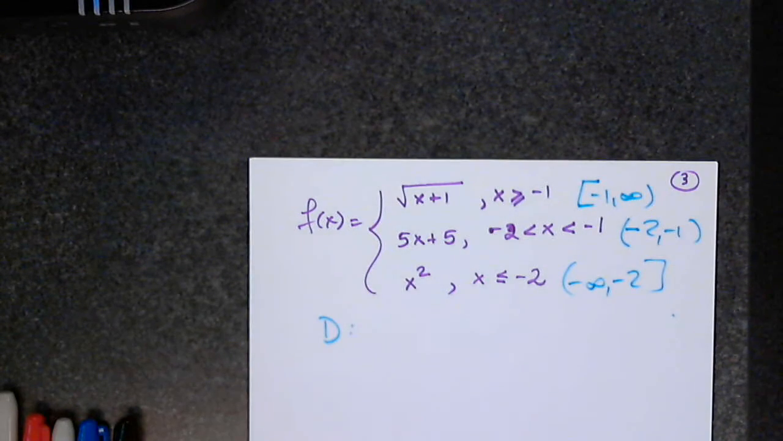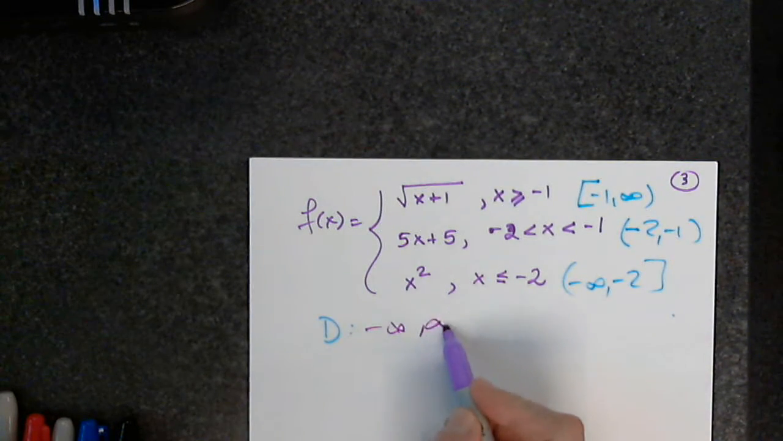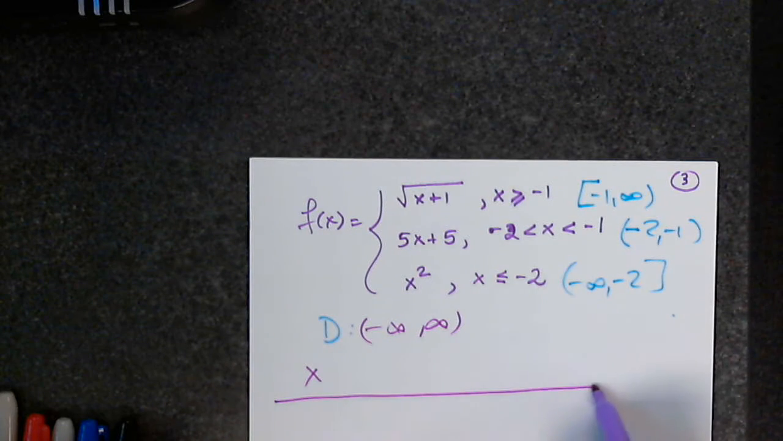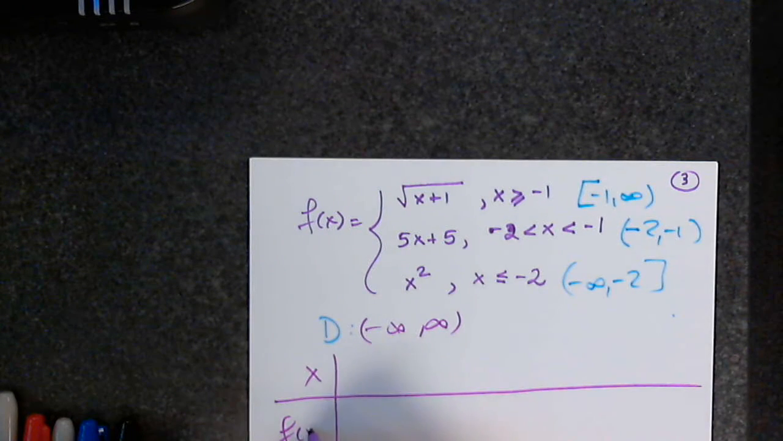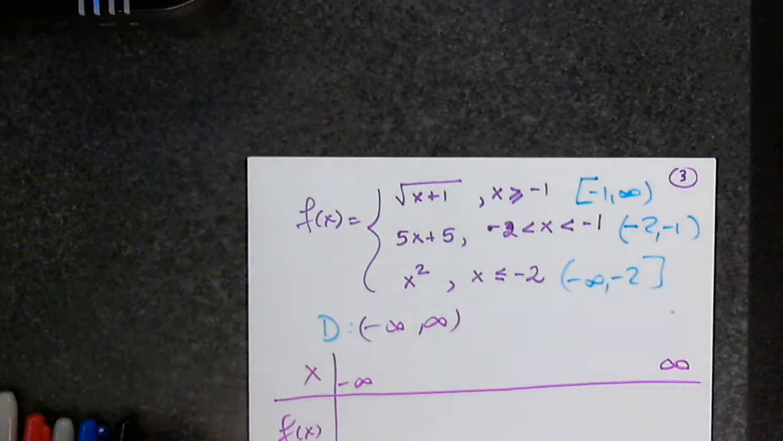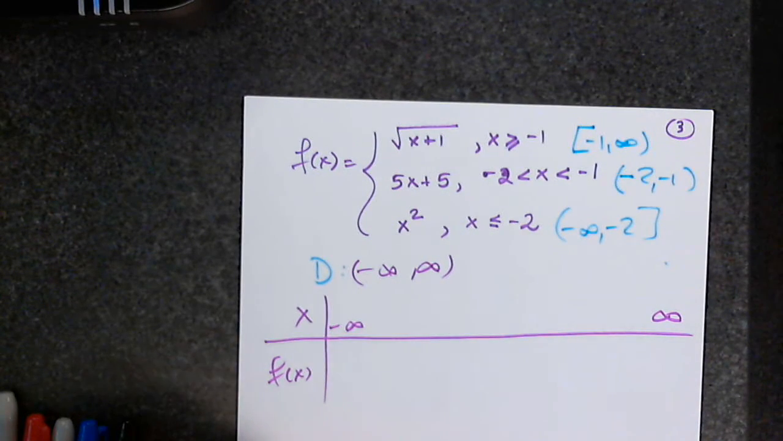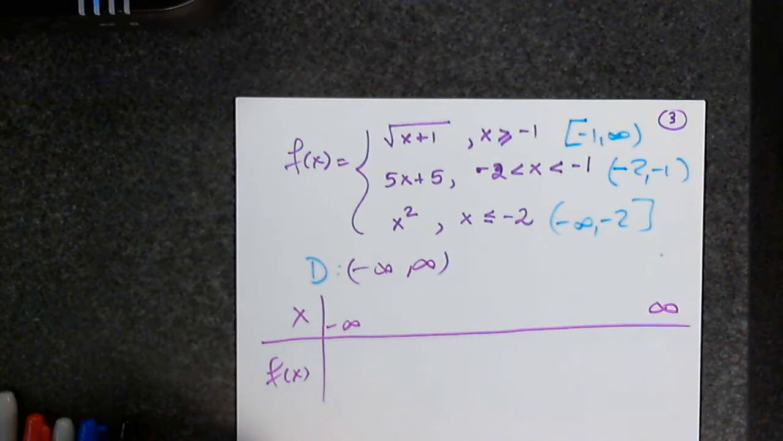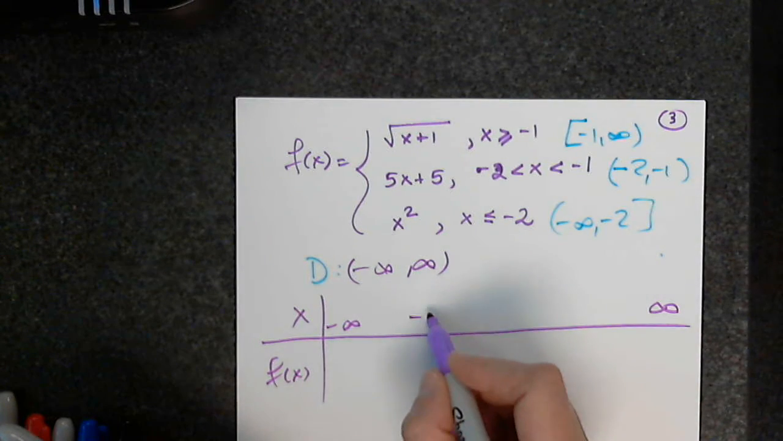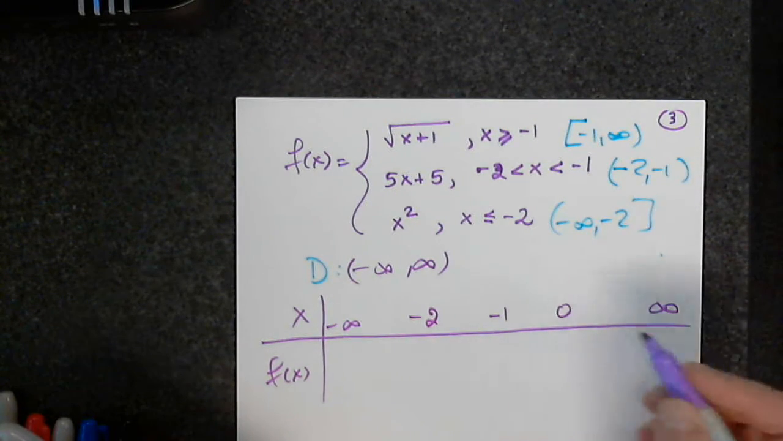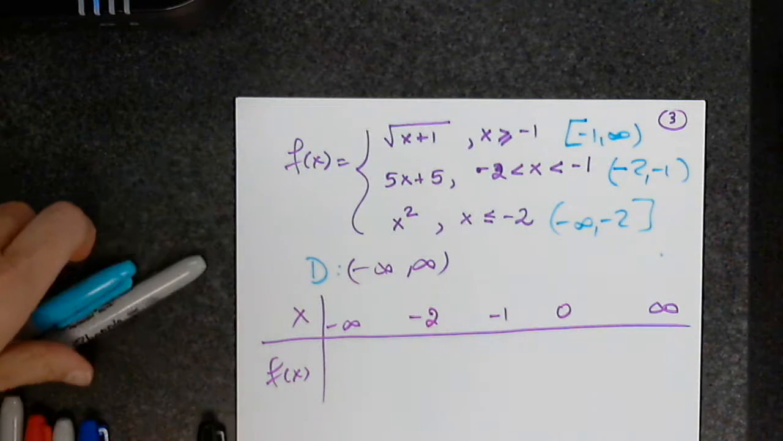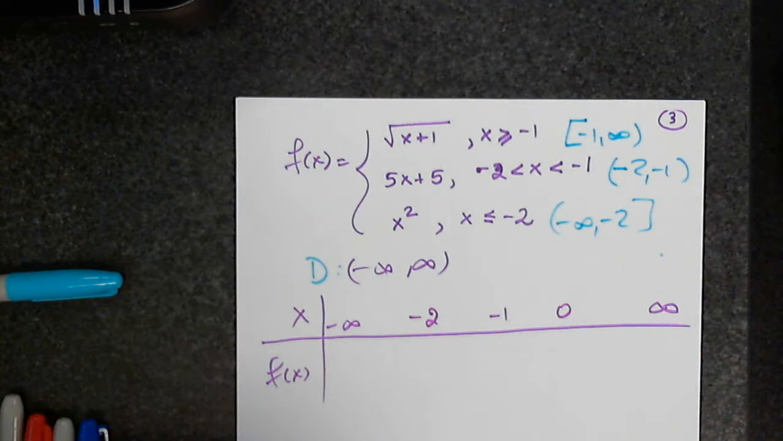Can anyone tell us the domain of this function? Very good. Well done. Negative infinity to infinity. Yeah, it happens to be all real numbers. It doesn't have to be, but it is. Good. Which x values must go in the chart? The square root of x plus 1. Yes? -2, -1, of course, 0. Good. So now I have to carefully establish which function goes where.